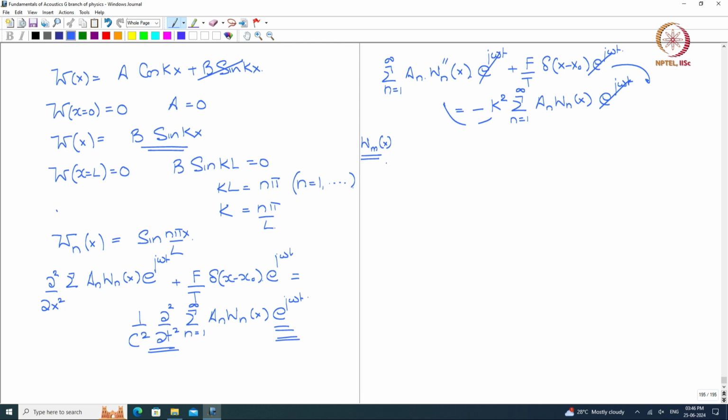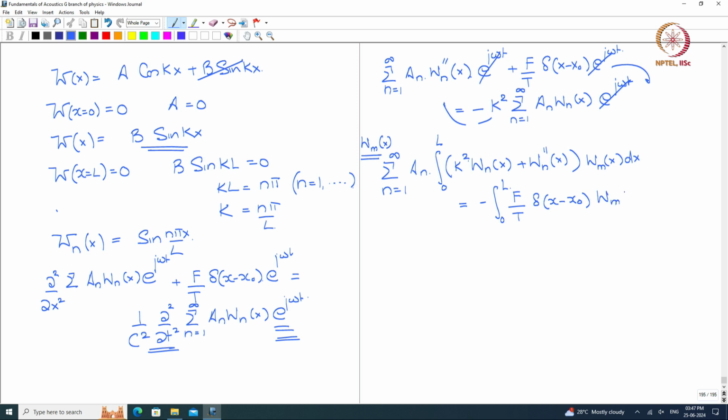Okay, so what happens? I have summation n going from 1 to infinity a n, integral 0 to L, k square w n of x plus w n double dash of x, and I multiply by a different mode shape w m of x, and I do the same on the right, minus integral 0 to L f by T delta x minus x naught w m of x dx.